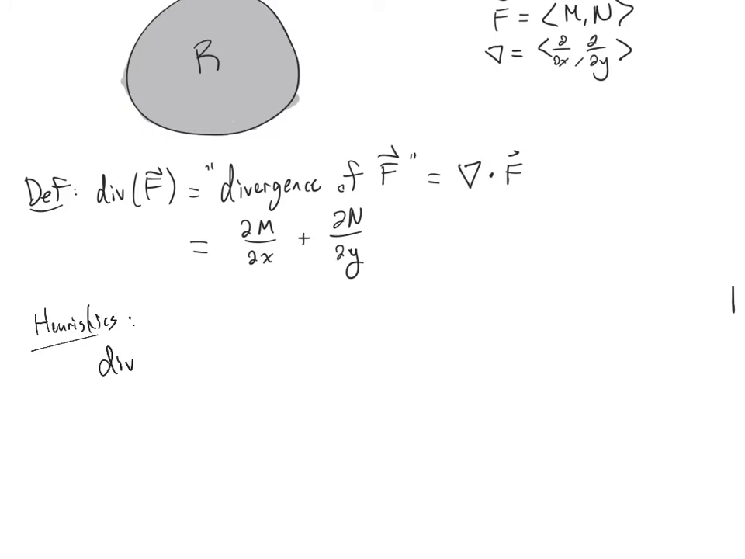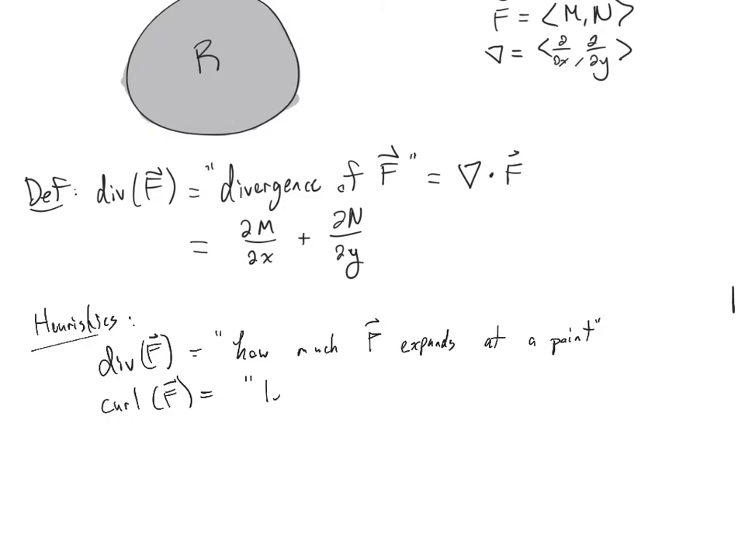So divergence of f is how much f expands at a point, and curl of f is the local circulation or flow, let's say rotational flow, of f at a point.